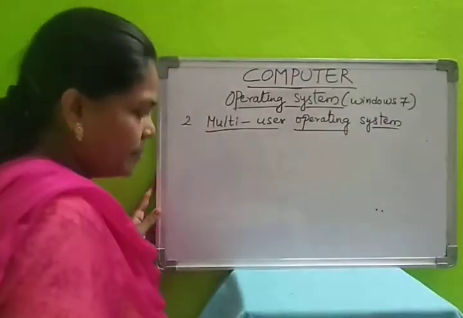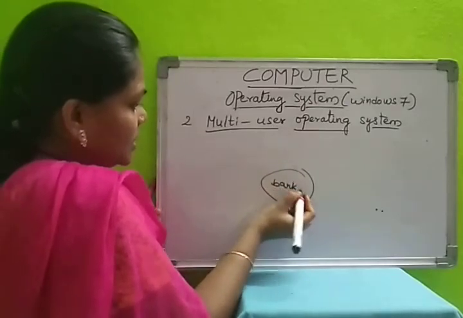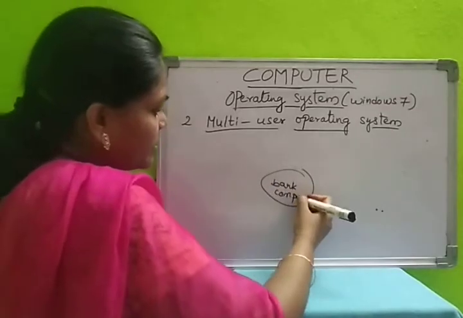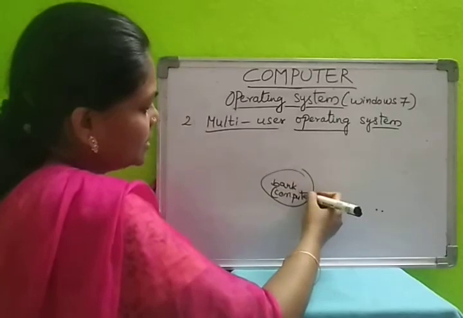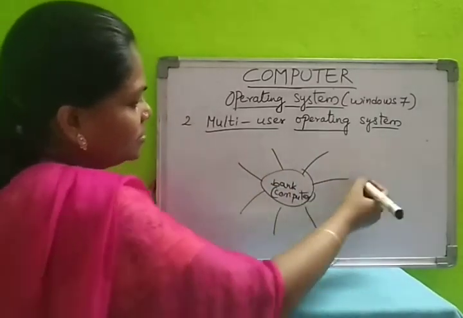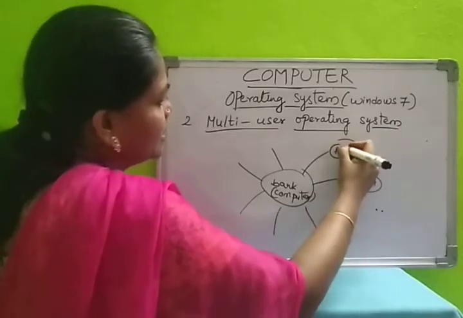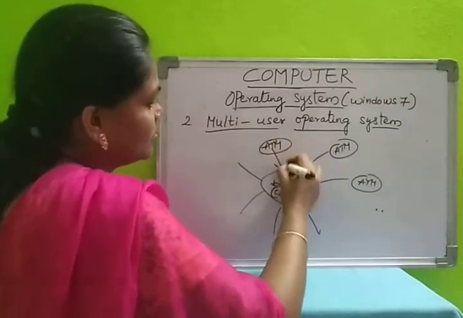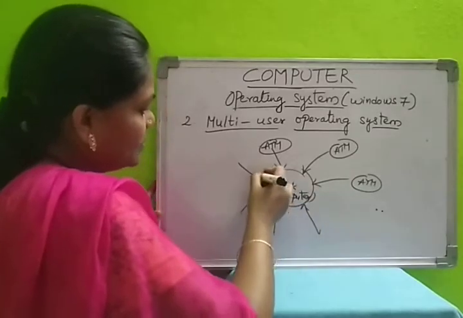So, this is the bank. In this bank, there is one computer, a server. So, the bank's server is connected to different ATM machines. Here one ATM center is there, and one more ATM center. All the computers are connected to the computer which is in the bank.